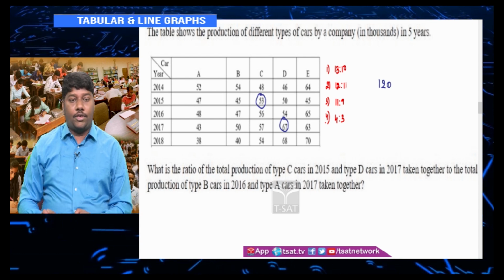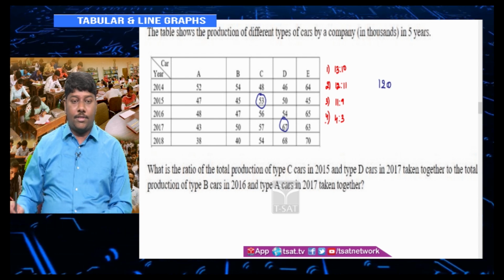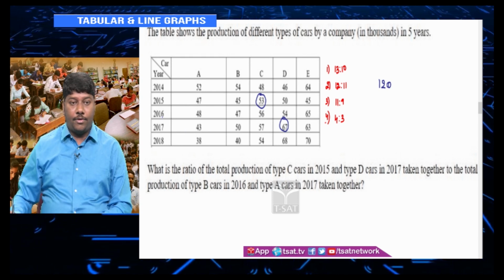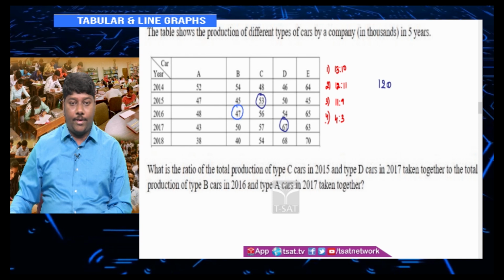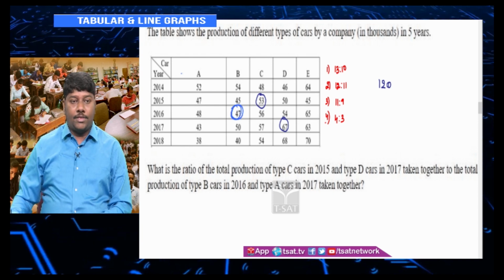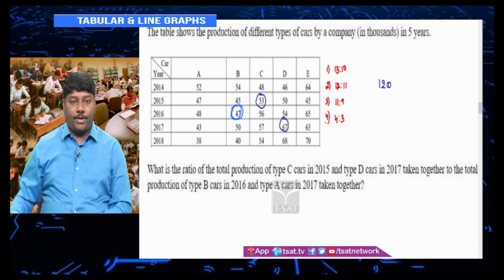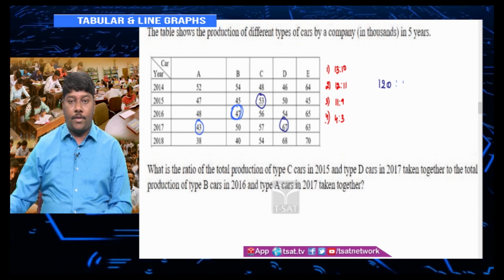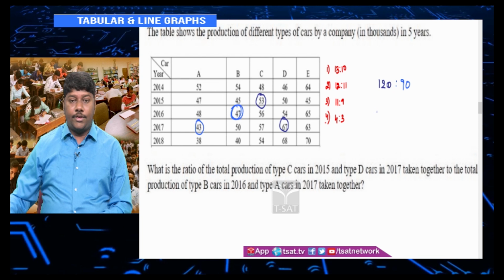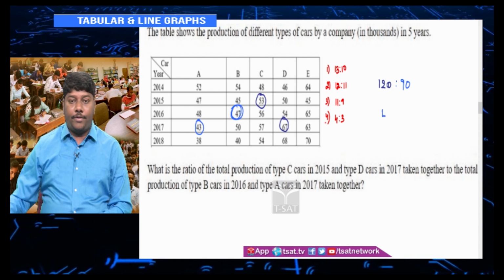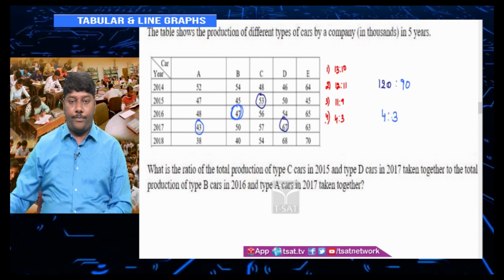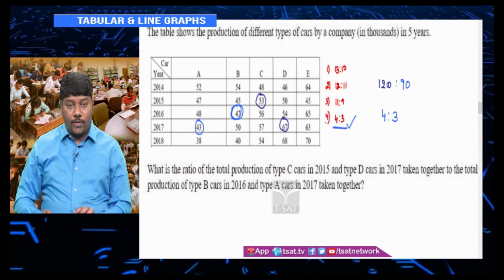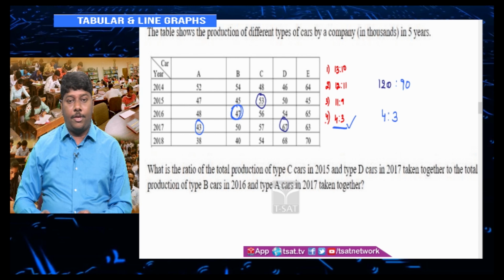Now, taken together to the total production of type B cards in 2016. Look at 2016 and type B, it is 47, and type A cards in 2017. Type A in 2017 is 43. 47 plus 43 is actually 90. Look at the ratio. Cancel 0 and 0, you can cancel it in the 3 table. Therefore, you can say it is 4:3. So the answer is 4:3 here. Very simple, but looking at the data at the given time is very, very important.